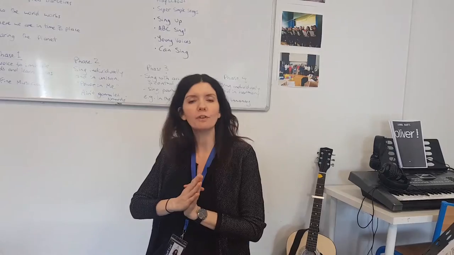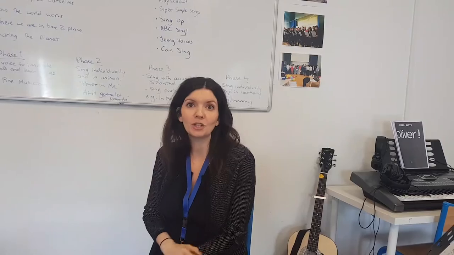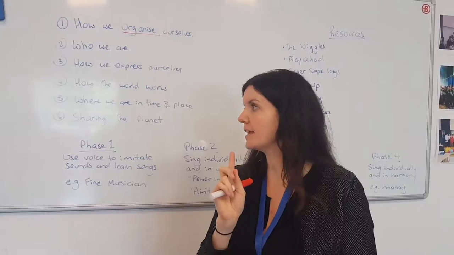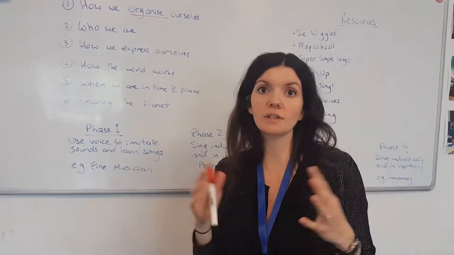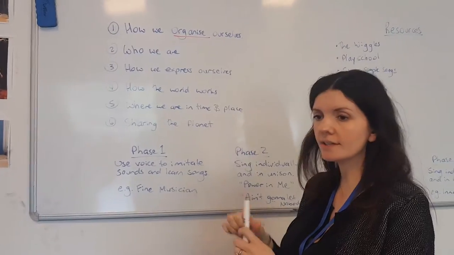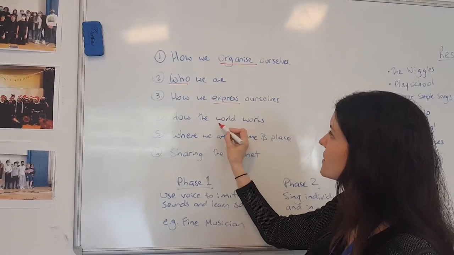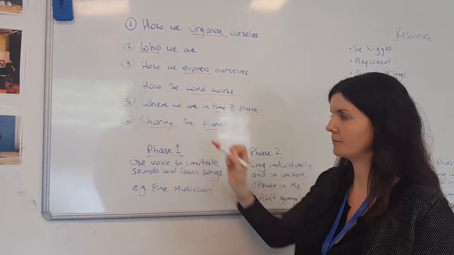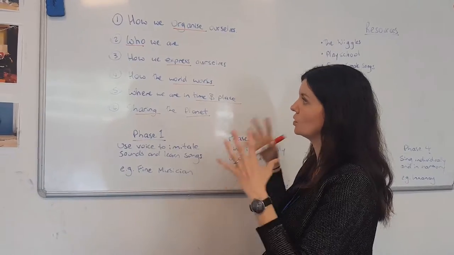So I'm going to show you firstly two really important things. The first thing is the units of inquiry. So we're going to start with these units, and I really recommend you watch the second video of PYP Traveler, because he goes into lots of detail about the units, and it's done really well. So we have the six units. It's how we organize ourselves, who we are, how we express ourselves, how the world works, where we are in time and place, and sharing the planet. Okay, they are the six transdisciplinary themes or units that we have.